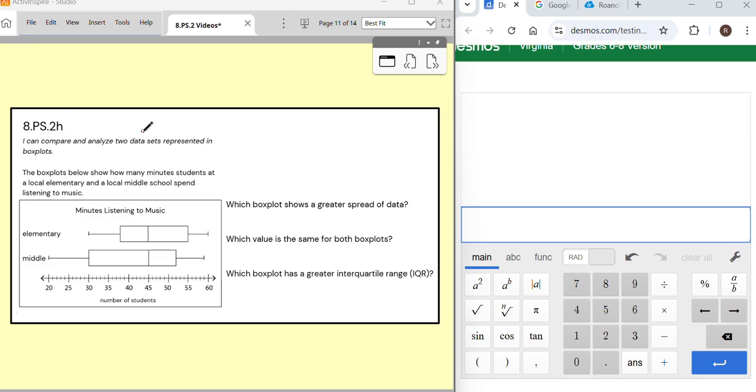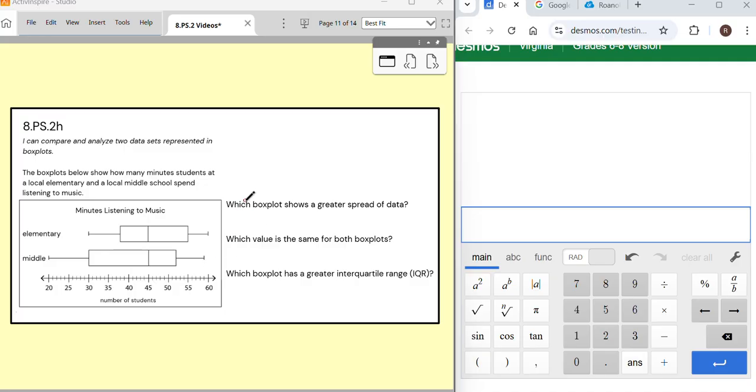I can compare and analyze two data sets represented in box plots. The box plots below show how many minutes students at a local elementary and a local middle school spend listening to music. Minutes listening to music is the title. The first box plot is for elementary students. The second is for middle students. It seems like this is all going by 5, so the scale is consistent, number of students.